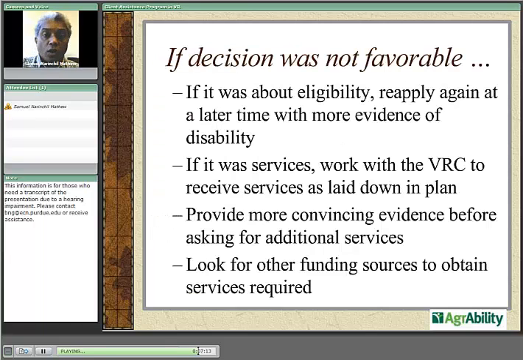If the VR decision was unfavorable, the customer can reapply if additional supporting evidence is available. CAP should not be the first option to resolve conflicts. VR does not prefer the customer to approach CAP before trying other avenues. Always try to resolve the issue with the VRC by giving more supporting evidence. CAP is available for a purpose, but not as a first option to resolve conflicts.